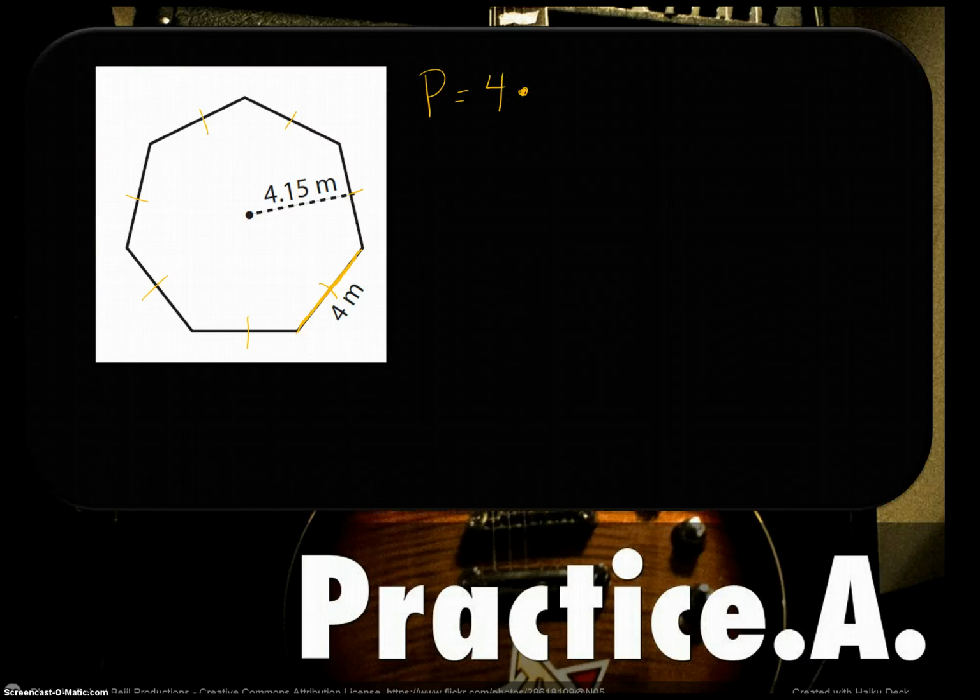Now when you counted the sides, you realize that this is a heptagon. This has 7 sides. So I need to take 4, and I can either add 4 plus 4 plus 4 plus 4, 7 different times, or you can multiply 4 by 7 to get the perimeter of 28 units.